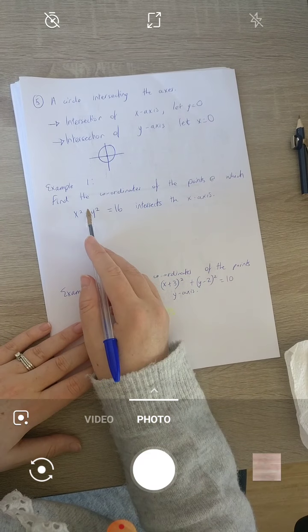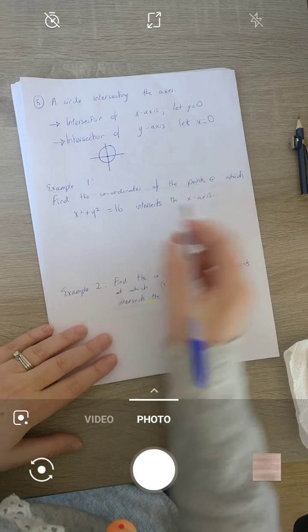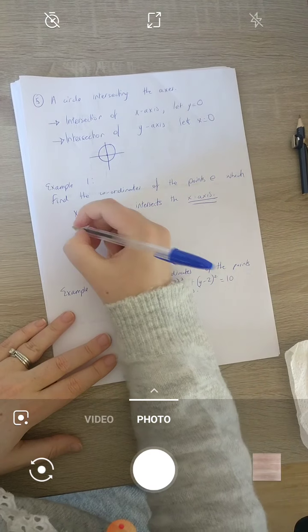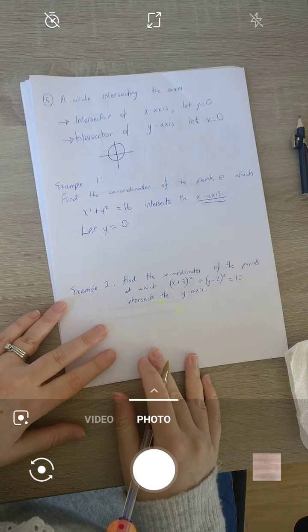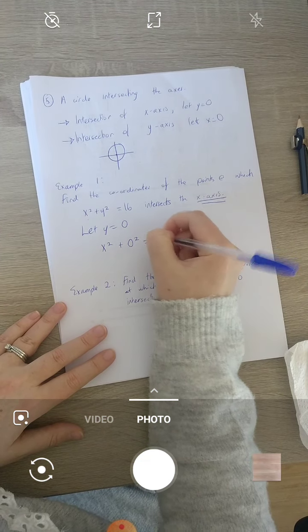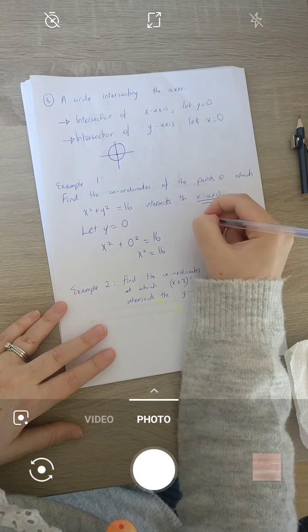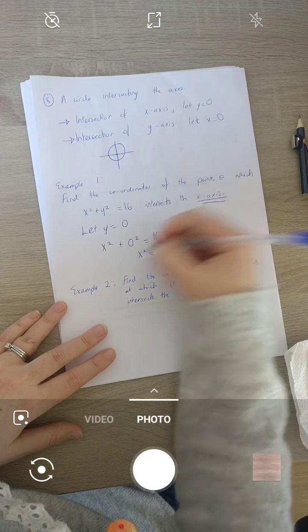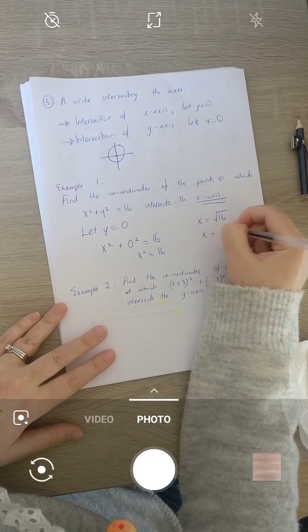So for example, find the coordinates of the points where x squared plus y squared equals 16 intersects the x-axis. We let y equal 0. So we have x squared plus 0 squared equals 16, x squared equals 16, and the opposite of squared is the square root, so x is equal to the square root of 16, which is 4.